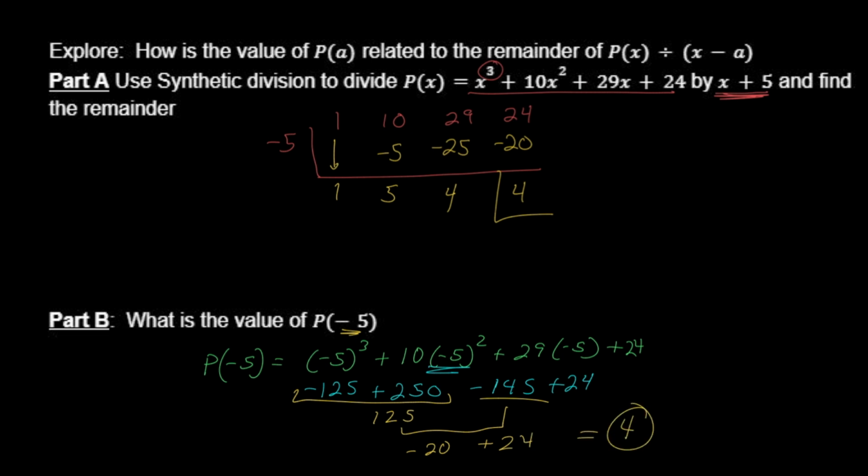And you can see that the result that we had for both part A and part B is the same, and that's one of the properties that was shown earlier: the result of this division, the remainder, will be the same thing as if you plug the value into the polynomial.